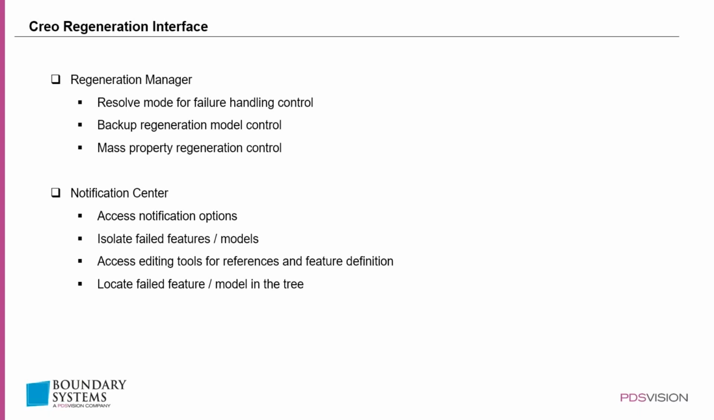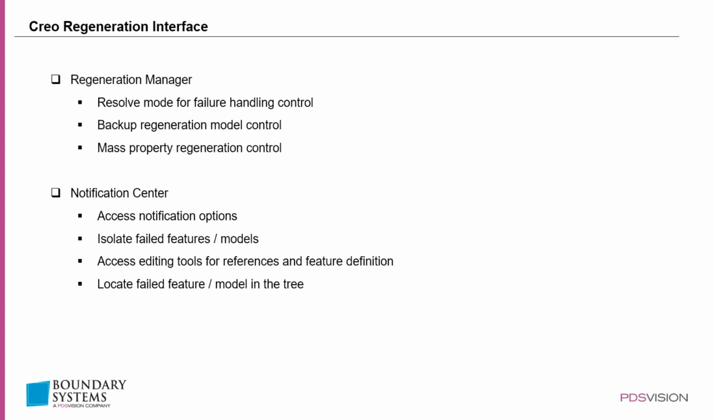In the notification center, it'll tell us exactly which features or models are failing. And if we hover over those, it'll tell us why they're failing. At least in theory, it tells us something. Whether it's useful or not, we'll see, is kind of a gamble.